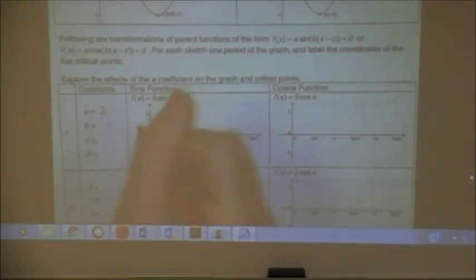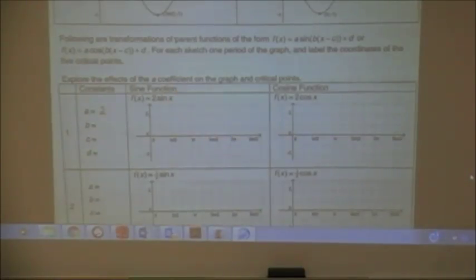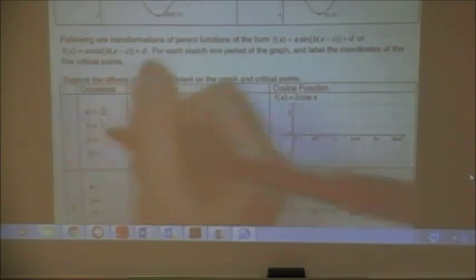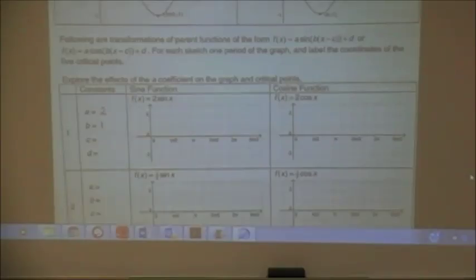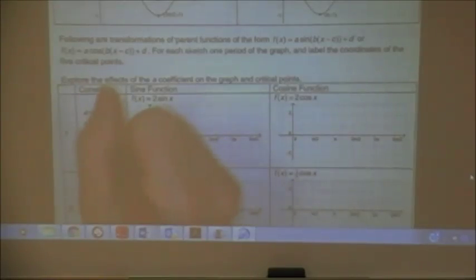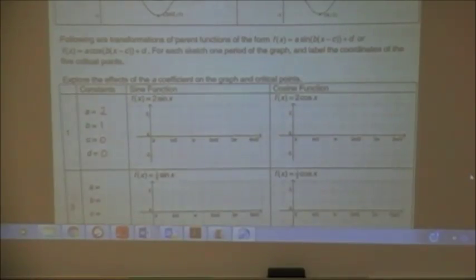There's no B value listed, but B is always right in front of X, so it's 1. It can't be 0 or there would be no X there. Does that make sense? Because 0 times X would make it 0. There's no C value. And there's no D value. Okay, so I have a vertical change only.